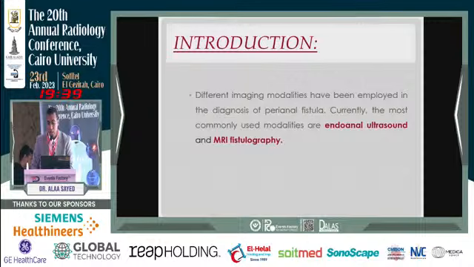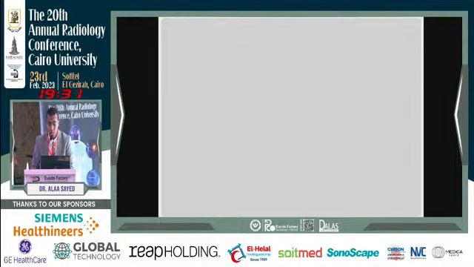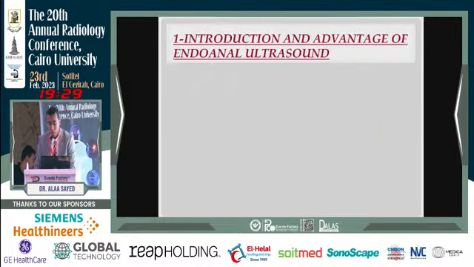being employed in the diagnosis of perianal fistula. Currently, the most commonly used modalities are endoanal ultrasound and the MRI fistulography. Starting with the endoanal ultrasound, introduction and advantage of the endoanal ultrasound, it allows 360-degree imaging of the anal canal.